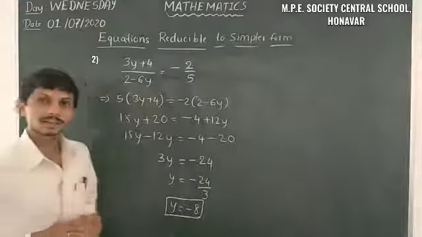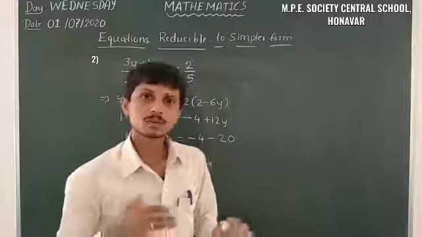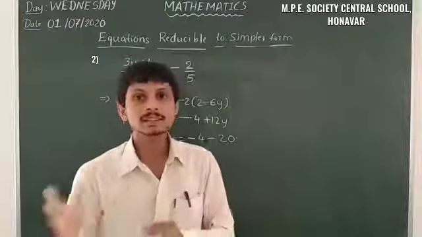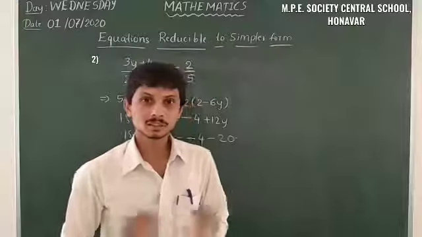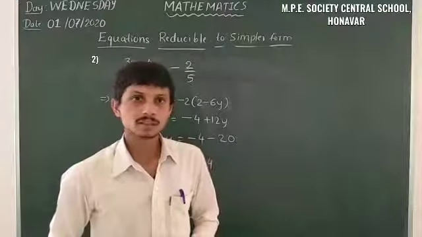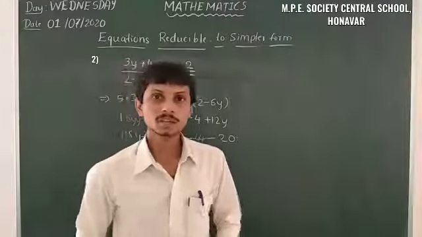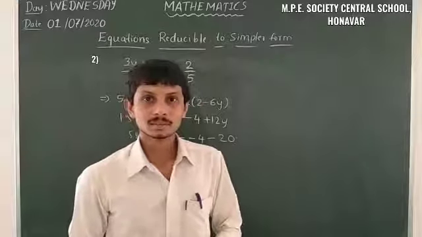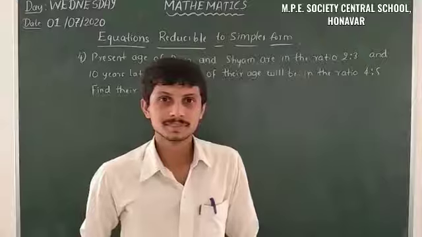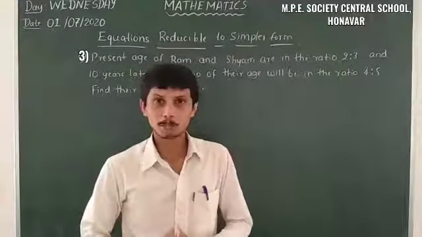So from this method we have to transpose, or convert, the complicated equation into a simpler equation. This is one of the forms of the linear equation in one variable. So let us move on to the next problem.